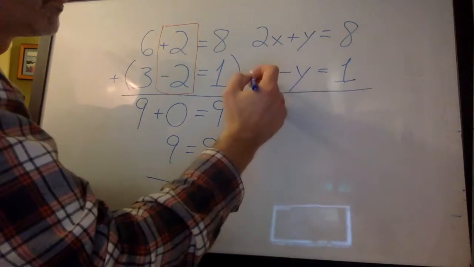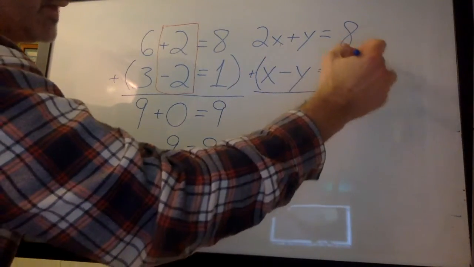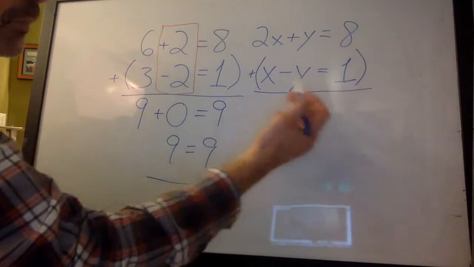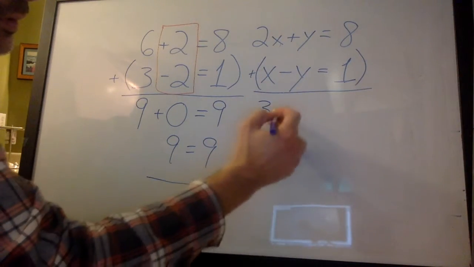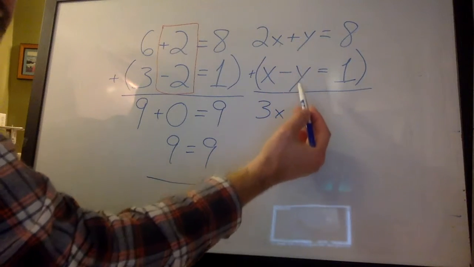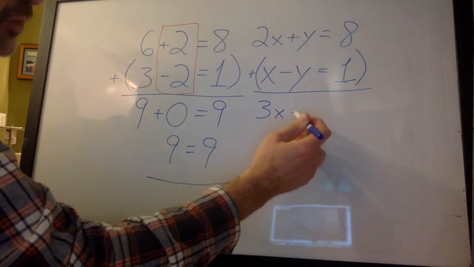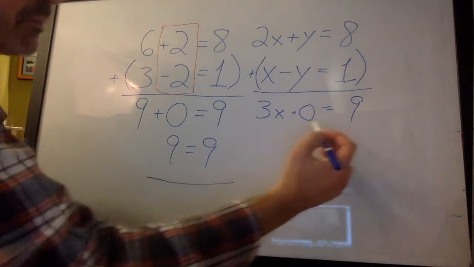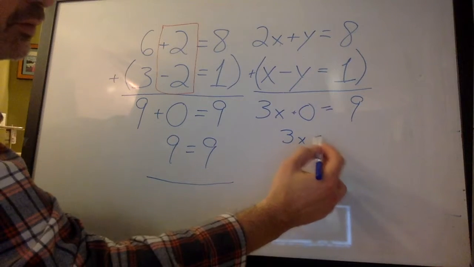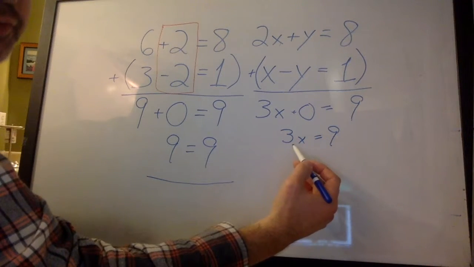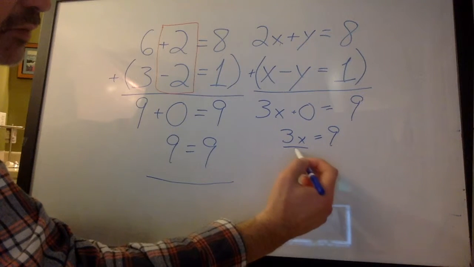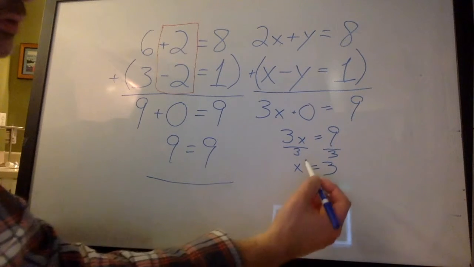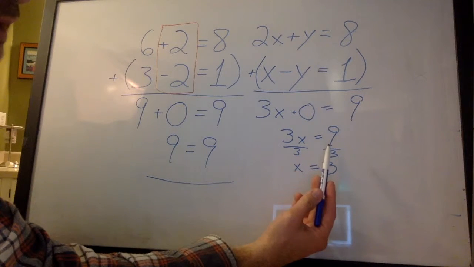So I'm going to again sort of separate it out with parentheses just to make sure I recognize I'm adding each term. So 2x plus x is 3x, plus y minus y cancels out. I could write plus 0, but I don't have to. Equals 8 plus 1 is still 9. Now at this point, this is an equation that I can solve for x. If 3 times x is 9, I could divide each term by 3 and recognize that x has to equal 3 because 3 times 3 is 9.